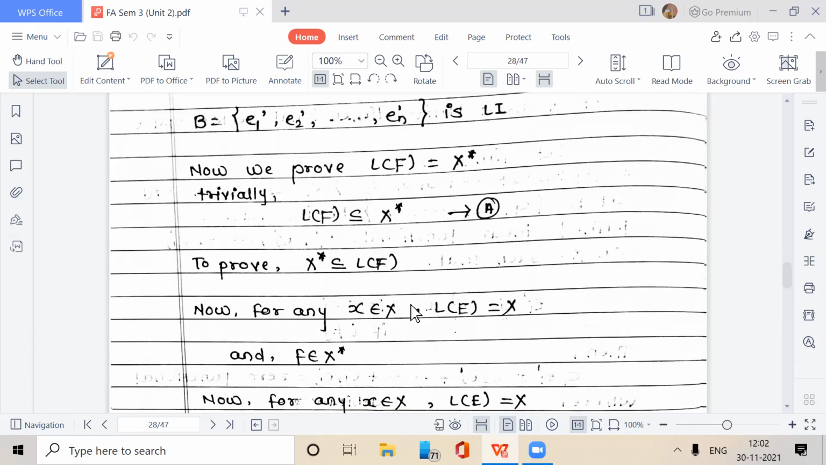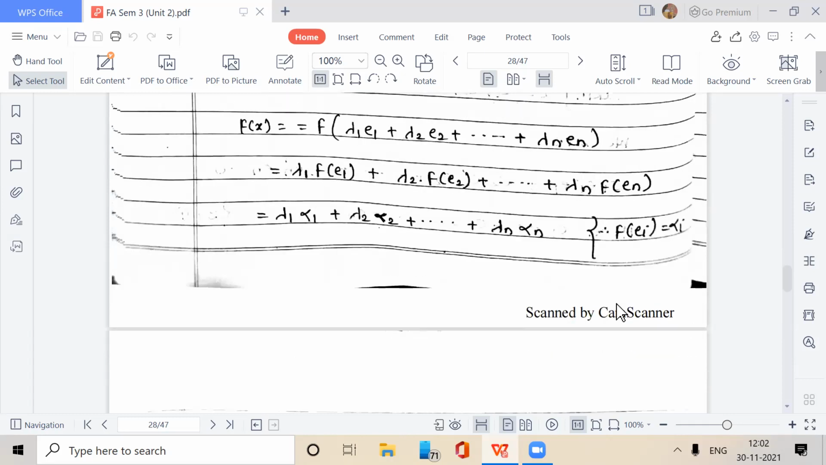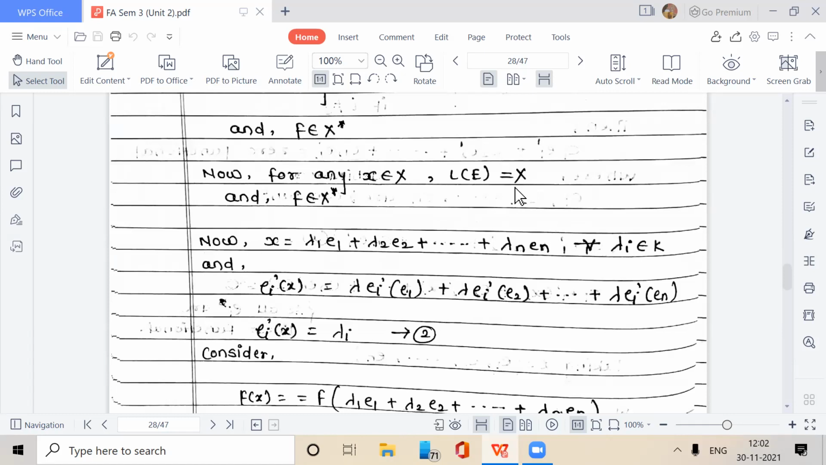For any element small x belongs to capital X, where L of E is equal to capital X and F belongs to X star, we have X is equal to lambda 1 E1 plus and so on lambda n En, all lambda i belong to K. Ei dash of X is equal to lambda 1 into Ei dash into E1 plus lambda 2 into Ei dash into E2 plus and so on lambda n Ei dash into En. I will give you the corrected proof of this theorem. This is equal to lambda i.